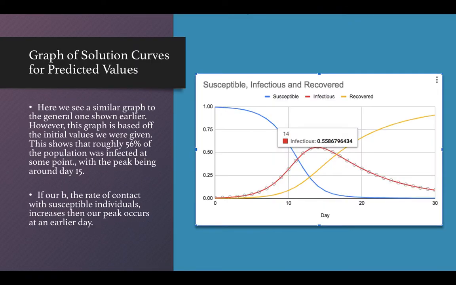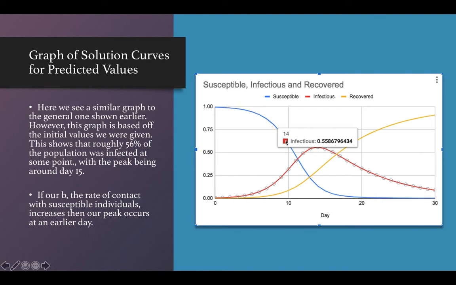So this is the graph of the solution curve for the predicted values. We see it's similar to the one that was shown earlier, except this one's based off of the data points and the initial value that we were given. It shows that roughly 56% of the population is infected at some point, with the peak being around day 15, somewhat. It's not exact, or 14, sorry.